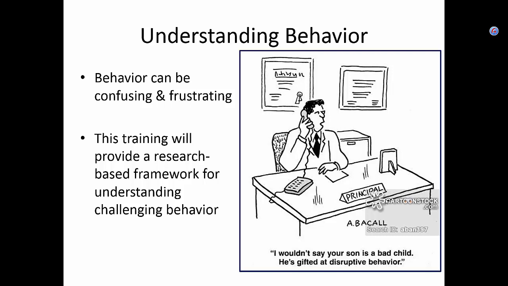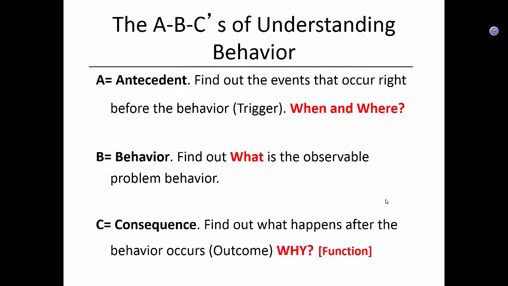And throughout this training, we'll be applying a research-based framework based on decades and decades of behavioral research. We're trying to really simplify that and make it understandable and usable within a school framework for helping to manage students' problem behavior. So we're going to start with the ABCs of understanding behavior. A is the antecedent, and we're going to try to really break that down and look at what that means. The antecedent are really the events that occur almost immediately before the problem behavior. We refer to them often as the trigger, and oftentimes this is going to be really exploring the when and the where of the problem behavior.